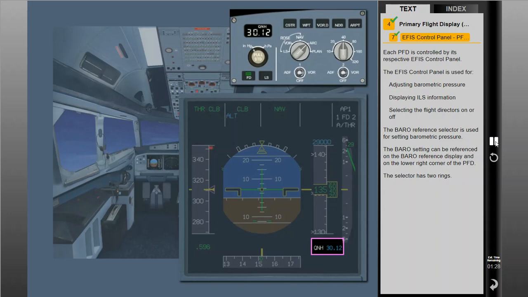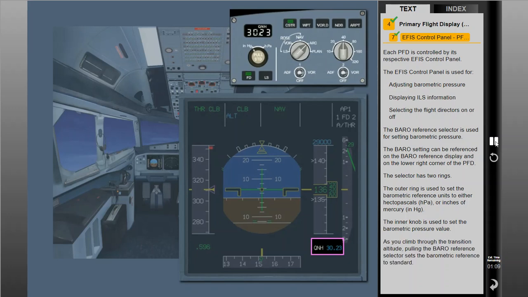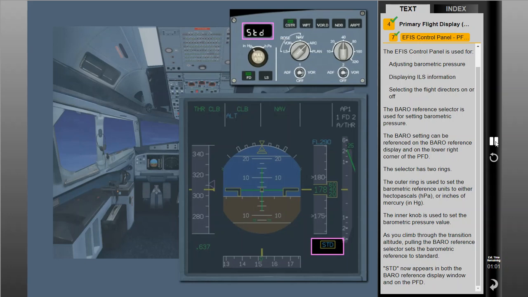The selector has two rings. The outer ring is used to set the barometric reference units to either hectopascals or inches of mercury. The inner knob is used to set the barometric pressure value. As you climb through the transition altitude, pulling the baro reference selector sets the barometric reference to standard. Standard now appears in both the baro reference display window and on the PFD.